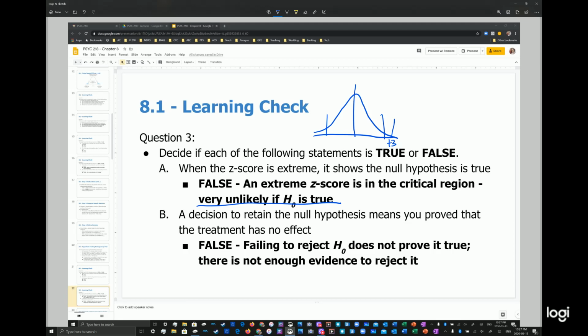For B, your decision to fail to reject the null, where some people would say retaining the null but never accepting it, because again, the sample mean is never the same as the population mean. Even if it's the same value, the data is different. Then you prove that the treatment has no effect? No, you haven't. Again, it's based on what we said. You fail to reject the null, and the mean could be from anywhere within the region where you fail to reject, especially if you want to be cautious about rejecting the null in the first place.